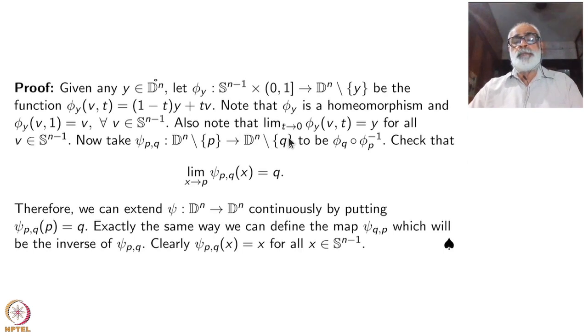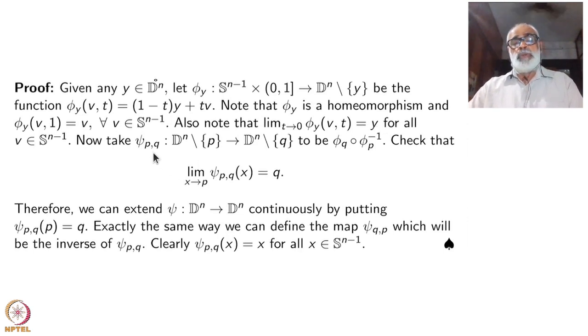Also note that as t tends to 0, phi_y of (v, t) tends to y. So that limit is y for all v inside S^(n-1). I could have extended it to S^(n-1) cross the closed interval [0,1], and then this y would also come inside. But of course, then it will not be a homeomorphism, because all the points v would have gone to the single point y.